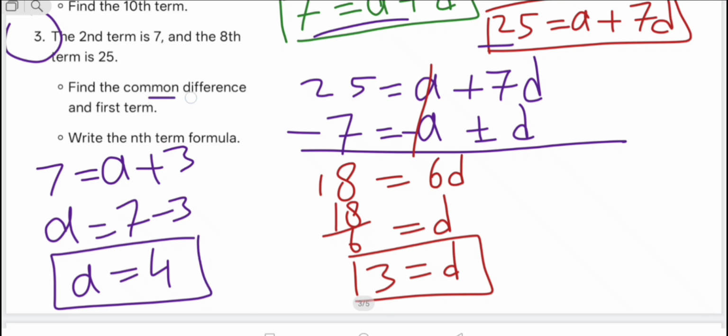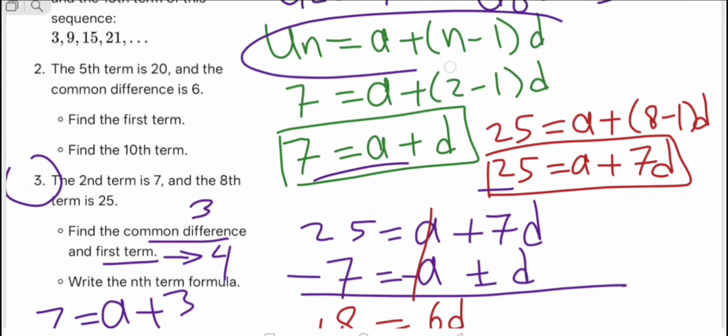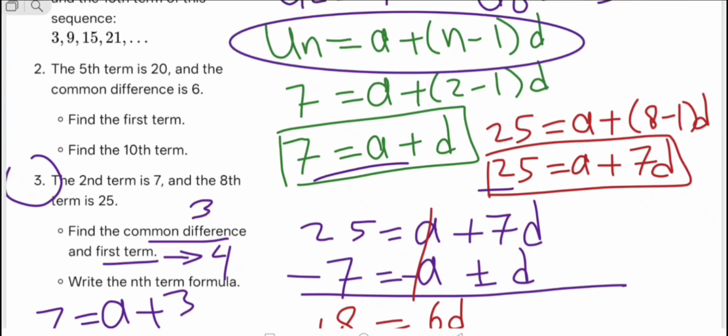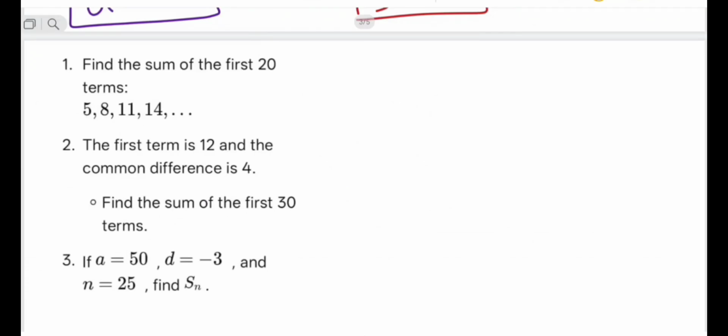What is the common difference? Which is 3. What is the first term? Which is equal to 4. Now we will find the nth term formula. I will leave it for you. You will use this formula to find the nth term as I solved already. Okay, let's go to the next question.